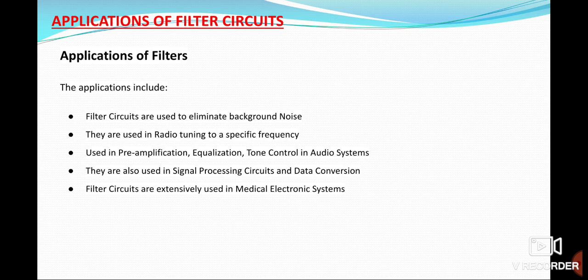So that's all for the last part of the filters. We have successfully completed all the filter designs, the applications, their advantages and disadvantages.